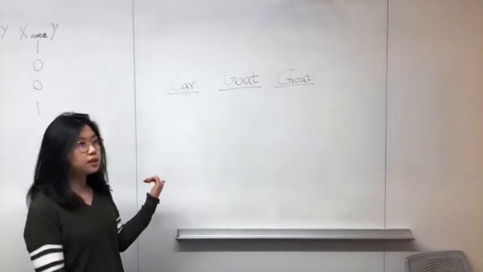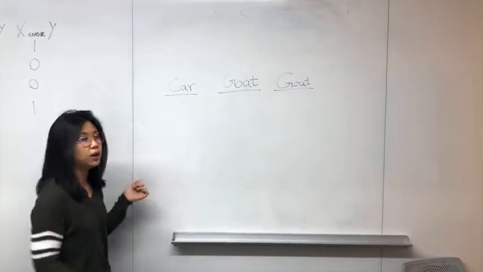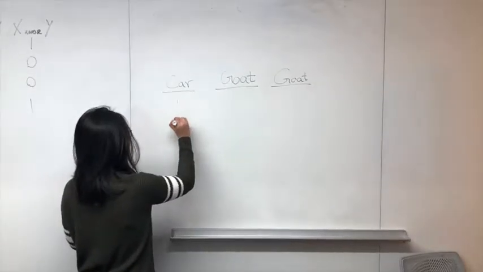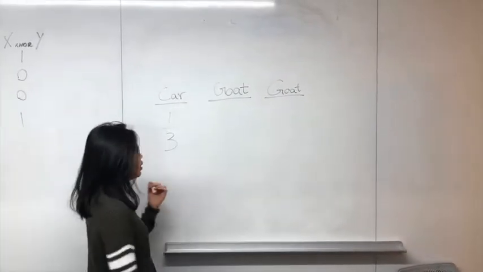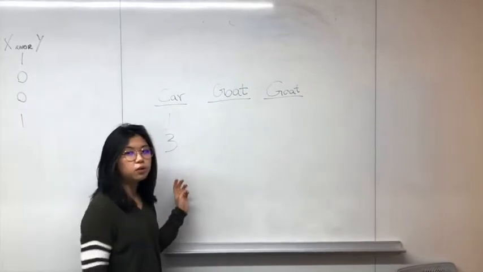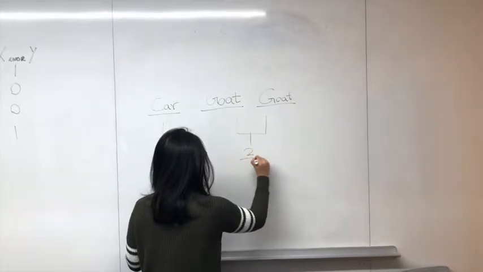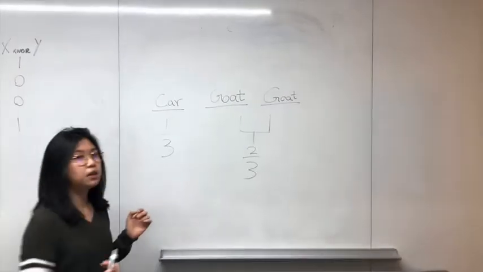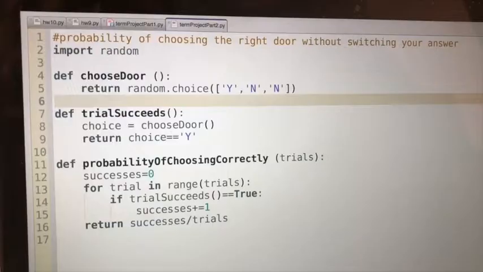So in this case, as you can see, there are 3 doors, so the probability of choosing correctly for the car will be 1/3. But then the probability of choosing incorrectly, because 2 goats are behind 2 of the 3 doors, will be 2/3. This is a probability problem, and we can simulate it using the Monte Carlo method.